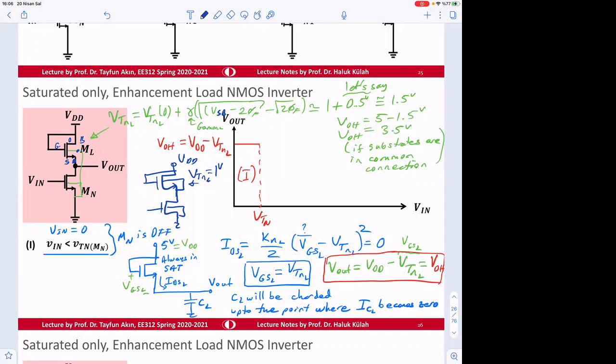If the substrate is connected, then I think I made a mistake here. This should be plus, yeah. So source to bulk is connected together, that's going to be 0. If that's 0, this whole thing will become 0, so it will be equal. Is that clear? So that's it initially.